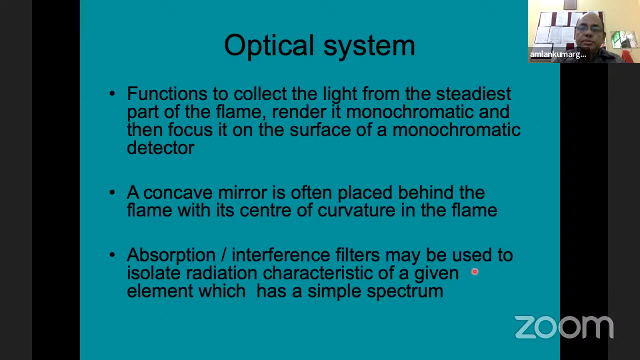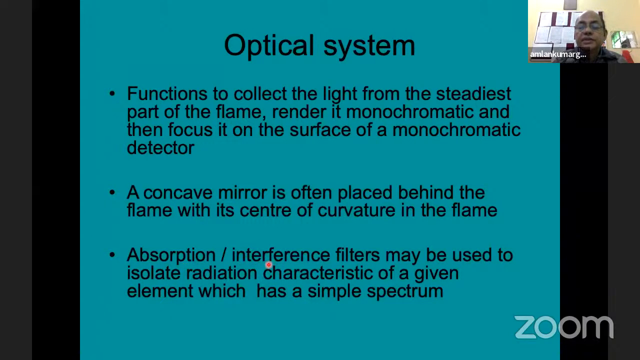Absorption or interference filters may be used to isolate radiation characteristic of a given element which has a simple spectrum. So, for example, for potassium you have a potassium filter, and for sodium you need a sodium filter. These filters give monochromatic radiation: you put in white light, which is a mixture of all the wavelengths, put a filter, and light of only a particular wavelength will pass through. That is the work of a filter. Absorption filters could be of different types. Absorption filters absorb other radiations and only allow radiation of a particular wavelength to pass through.